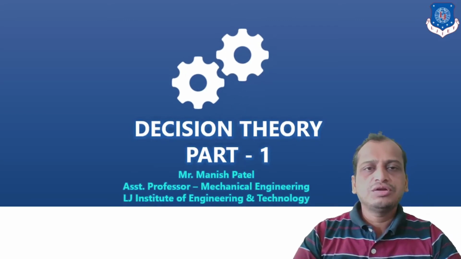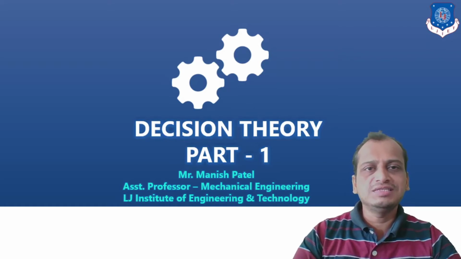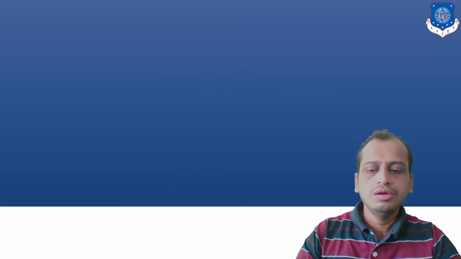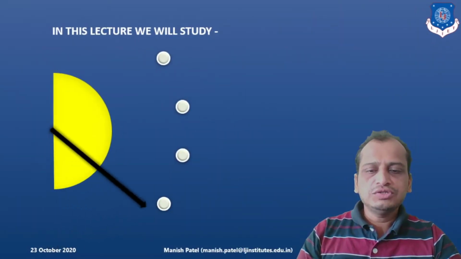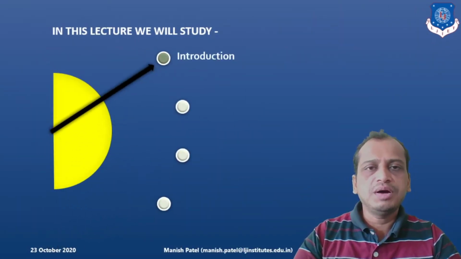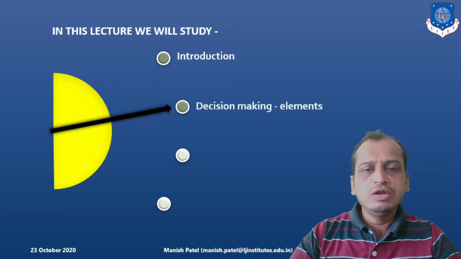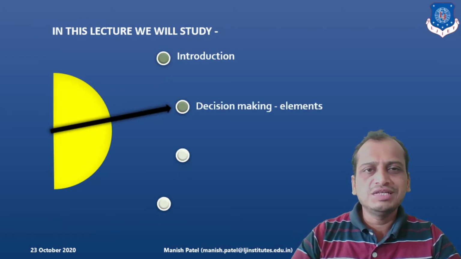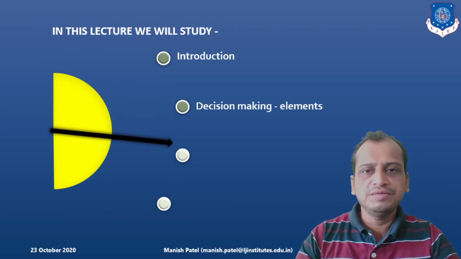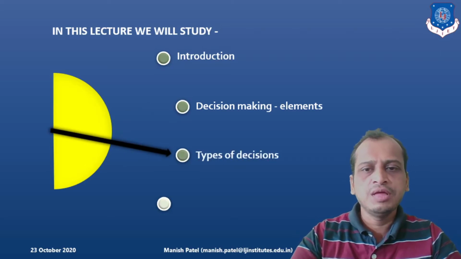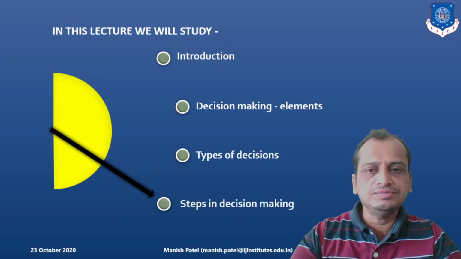In this lecture, we are going to study decision theory. We will introduce a concept called decision theory. So first of all, we will look into the introduction part. Then we will look into what are the elements of decision theory, what makes decision theory or decision making. We will also look into the types of decision, and then finally we will explore the steps in decision making.